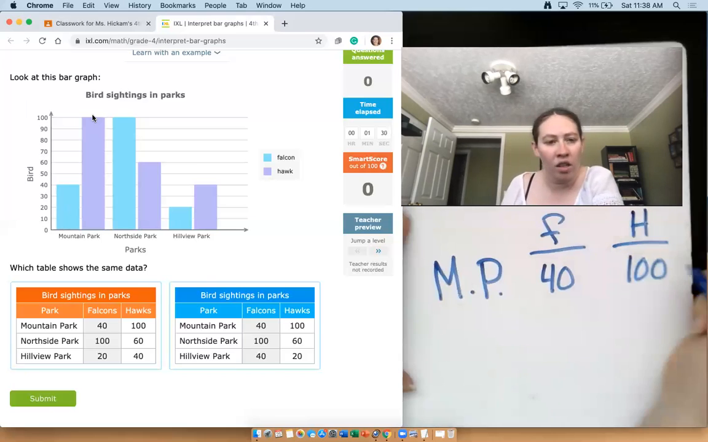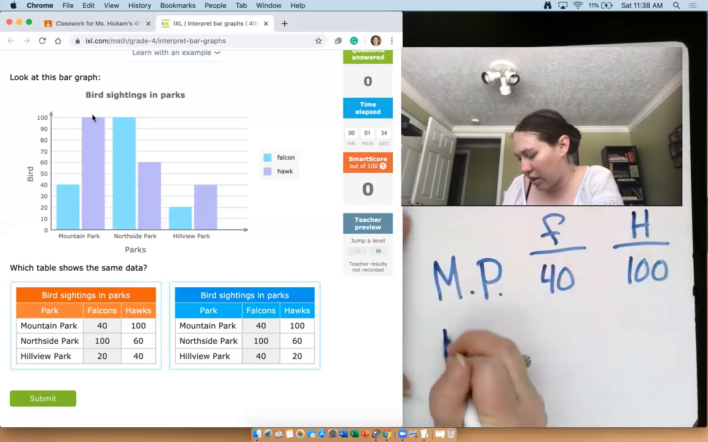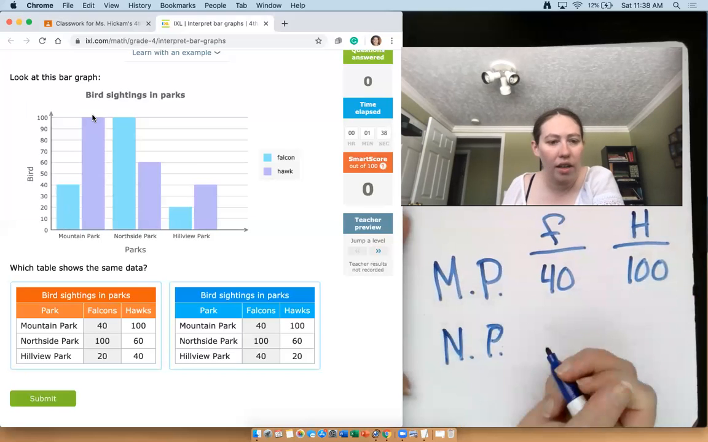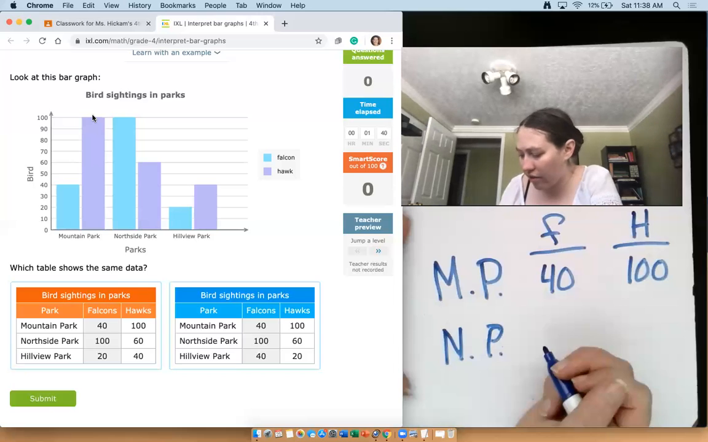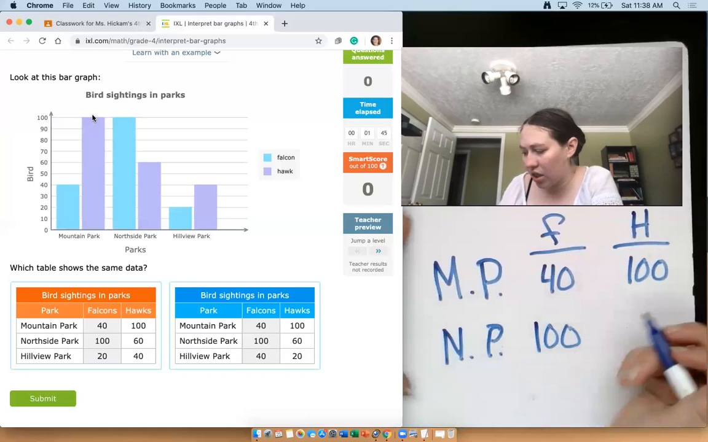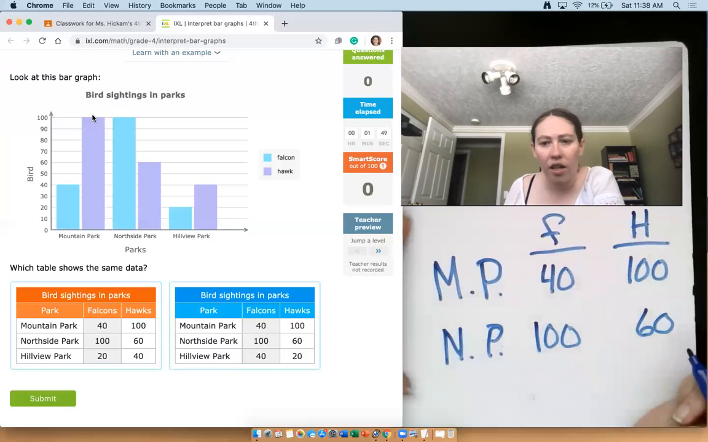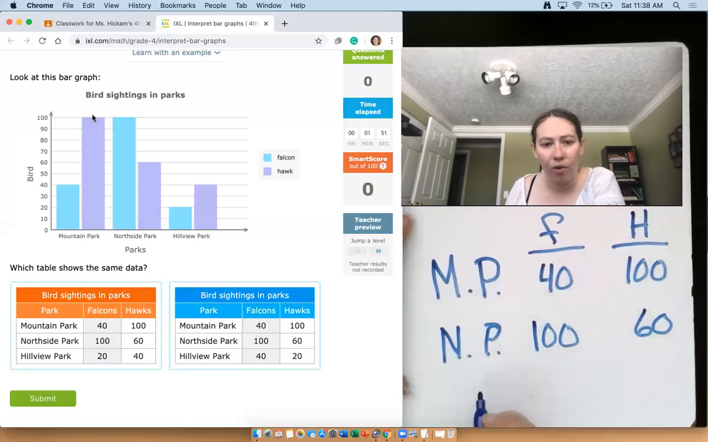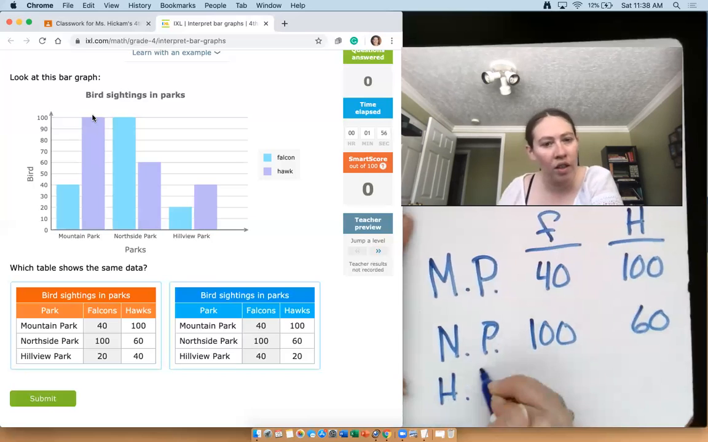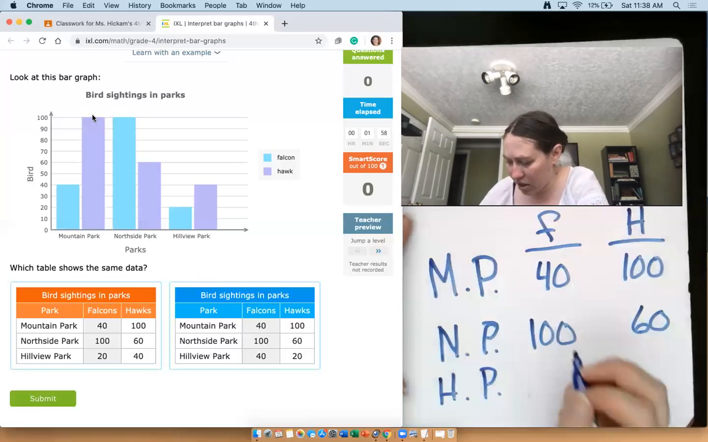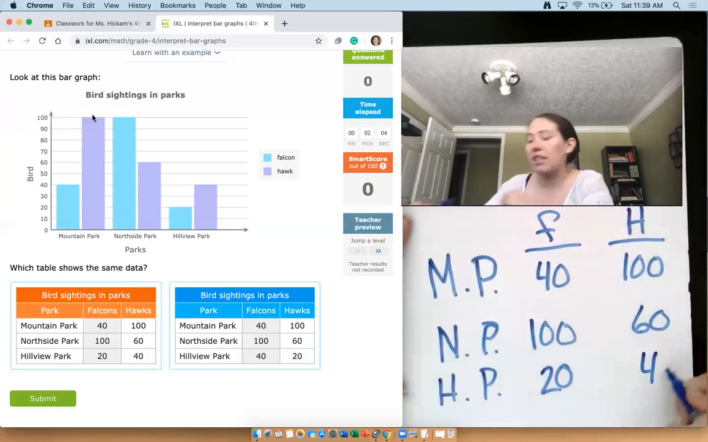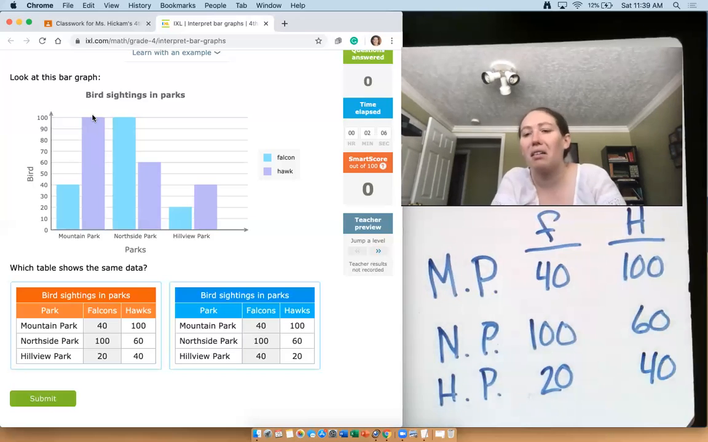Okay. So then for Northside Park, it has 100 falcons and 60. And then for Hillview Park, we have only 20 falcons and 40 hawks. I'm guessing that one's probably closer to the city, but I don't know.